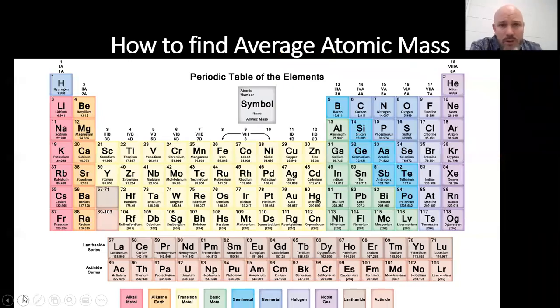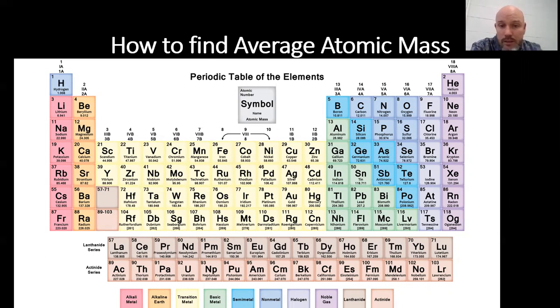So today we are talking about how to find the average atomic mass. If you look at this periodic table, that top number is the atomic number, and it is telling you how many protons are in an element. But that bottom number is the atomic mass or atomic weight, and it has a decimal. So why is that a decimal? The atomic mass is the number of protons plus the number of neutrons.